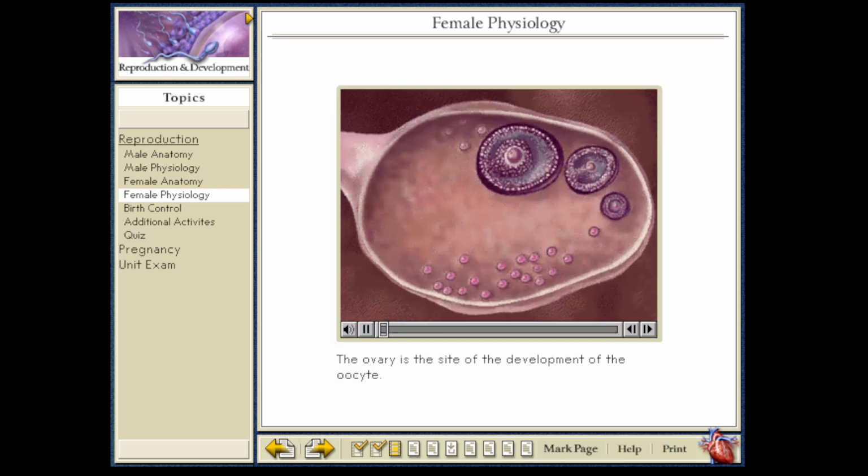The ovary is the site of the development of the oocyte. Within the ovaries, follicles develop. Each follicle houses an oocyte, which matures simultaneously with the follicle.